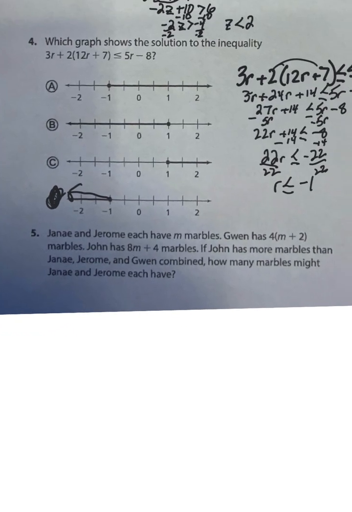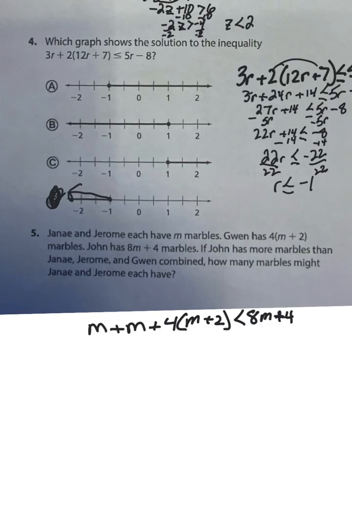Janae and Jerome each have M marbles. So it wants us to put those two together. Gwen has 4 times M plus 2, the quantity of that, marbles. And then they say John has 8M plus 4 marbles, but if John has more marbles than Janae, Jerome, and Gwen combined, we could add those together, which I did. And how many marbles would they have? He has more, so his is more than, and his is 8M plus 4.